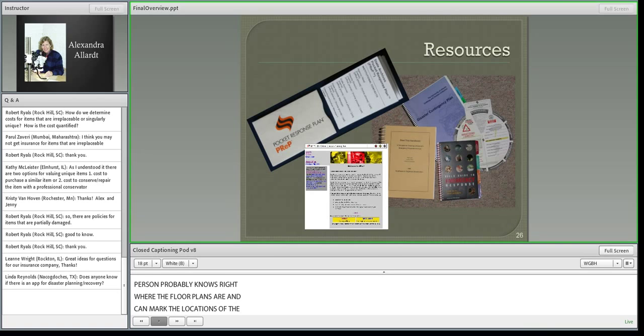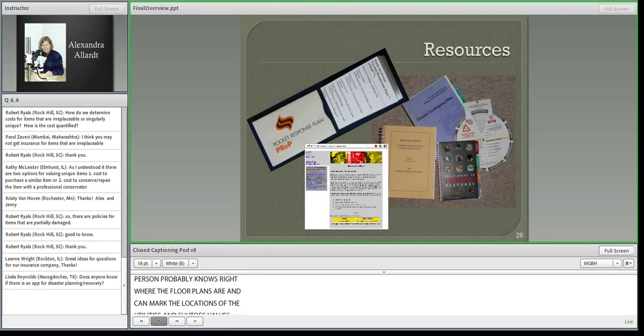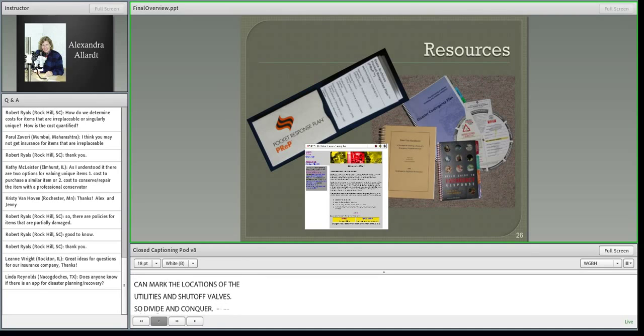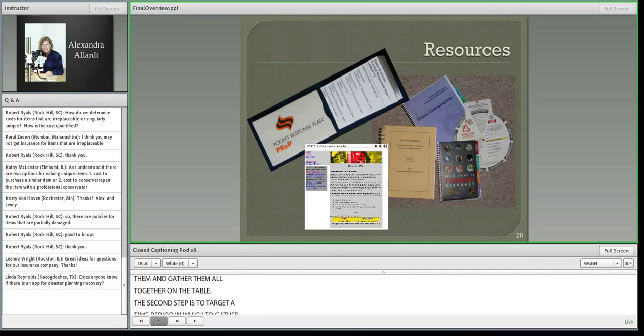The second step is to target a time period in which to gather this information. 6 to 10 weeks often works. You can do it in a much less amount of time if you can stay focused, as long as there's a taskmaster to send everybody reminders and to corral it all together.